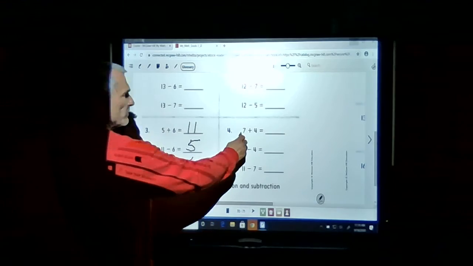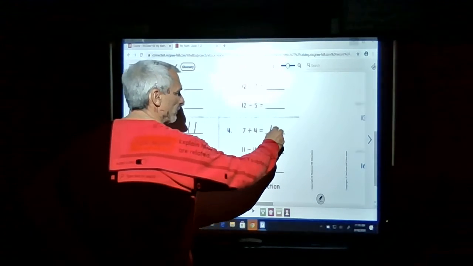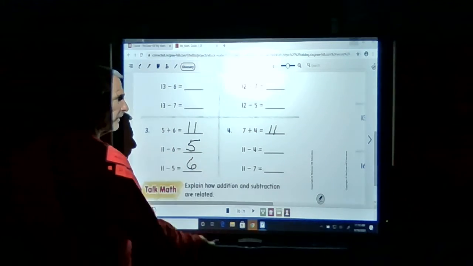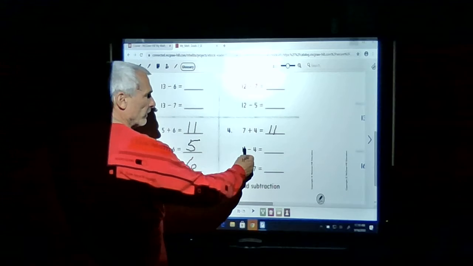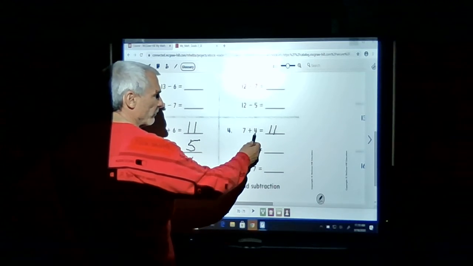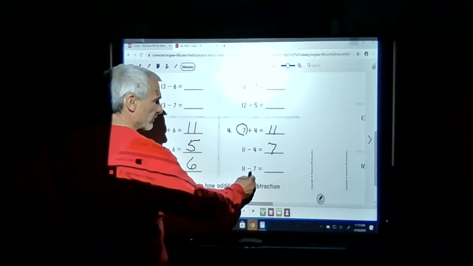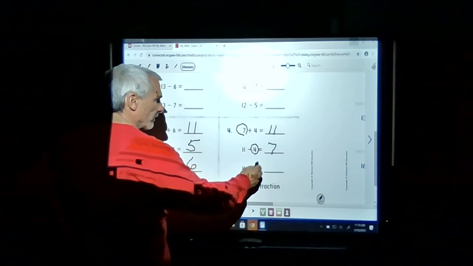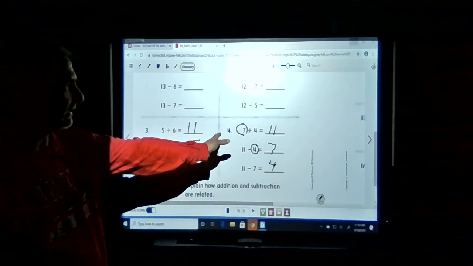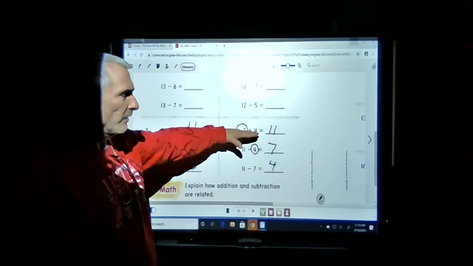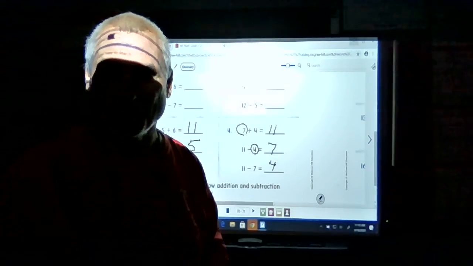Let's do number 4. 7 plus 4, 7, 8, 9, 10, 11. We're going to start with the 11. We could take away the 7 first or the 4. Either way, 11 take away 4, it will be the 7. And 11 take away the 7, it will be the 4. Those are related facts. Know your addition, and you probably already know your subtraction, even if you didn't know it.